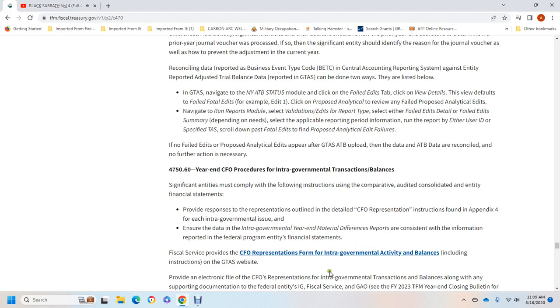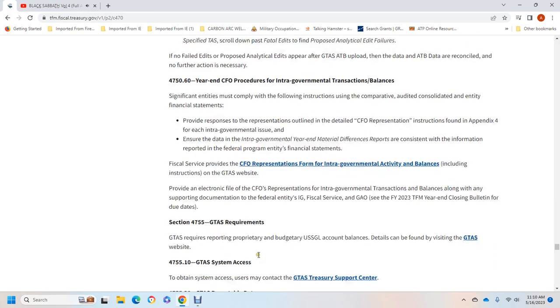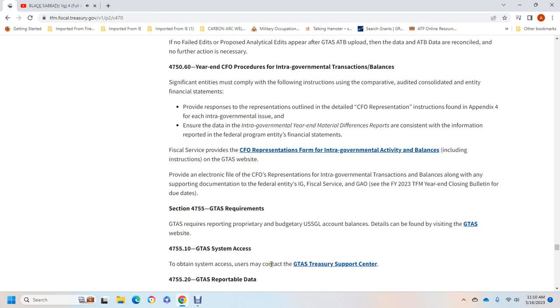Official submission of the Chief Financial Officer representation form of the intergovernmental activity balance, per the instructions for the Government-wide Treasury Account Symbol system, provides the electronic Chief Financial Officer representation of intergovernmental transaction balances along with any supporting documentation for the federal entity, inspector general, and the Government Accountability Office. See the Government-wide Treasury Account Symbol requirements and the prior reporting requirements for proprietary and budgetary United States Standard General Ledger account balances. Details can be found on the GTAS website.